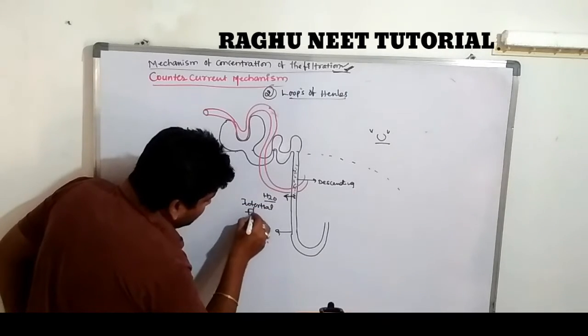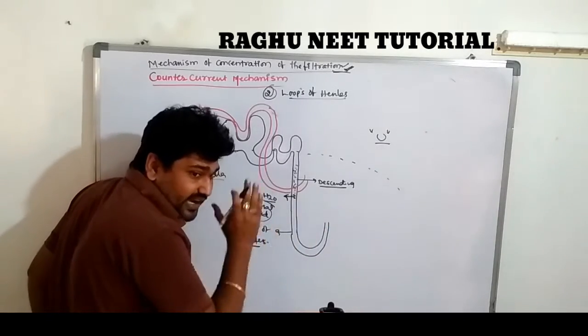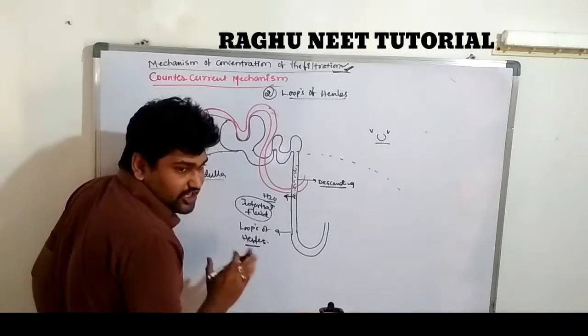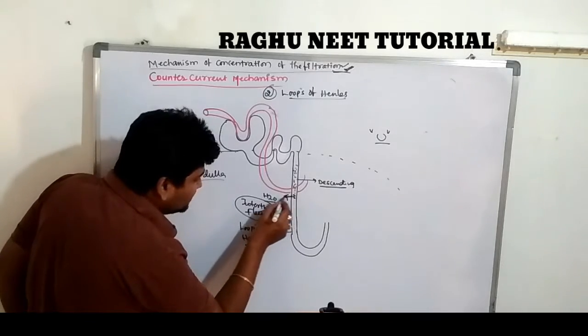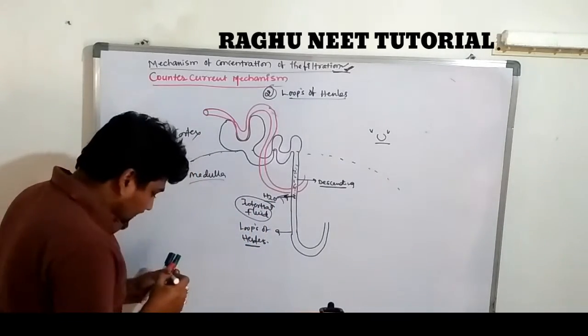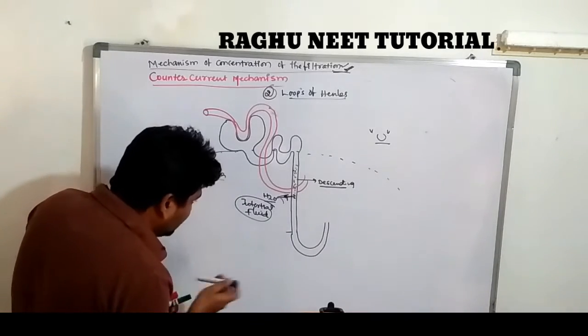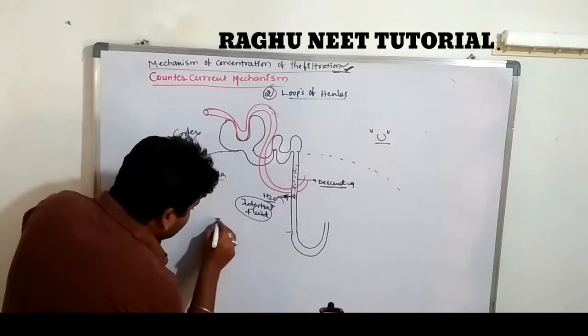Interstitial fluid means... this descending limb is only permeable for the exchange of water. It carries water molecules out of the renal tubule. It is impermeable, very, very important, to sodium and chloride ions.